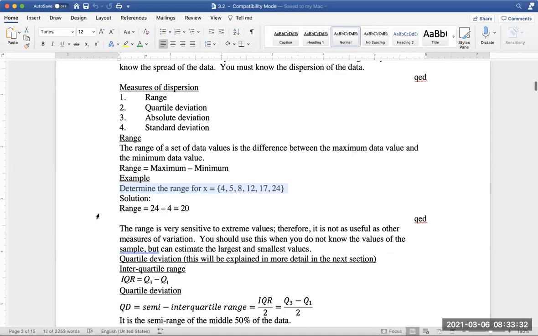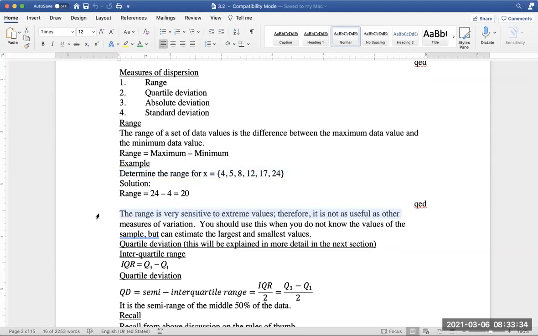So the range is very sensitive to these extreme values. They're the only two values that you take, the most extreme at both endpoints in both directions. So it's not very useful.